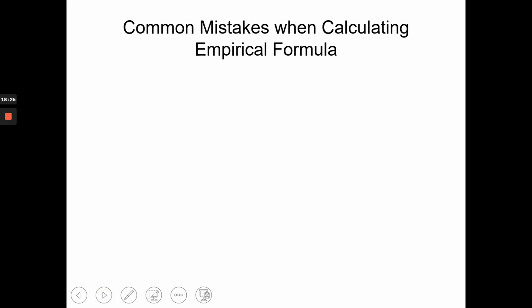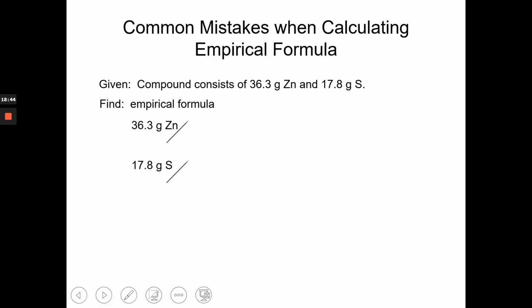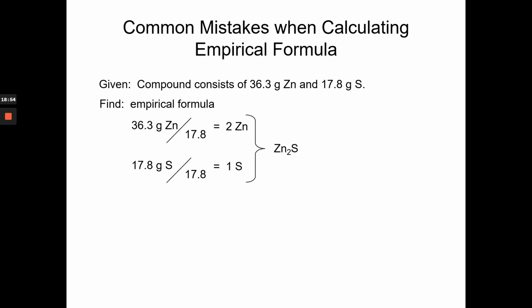All right, let's talk about mistakes that people make when doing an empirical formula, okay? Let's assume that I have some compound and it contains 36.3 grams of zinc and 17.8 grams of sulfur. Here's what a student might do. To get the empirical formula, they're going to take those masses, divide by the smaller number, in this case 17.8, and they're going to get a very nice 2 and a 1, and they're going to put it together and say Zn2S.